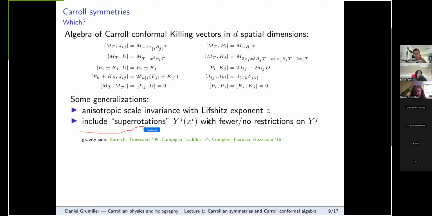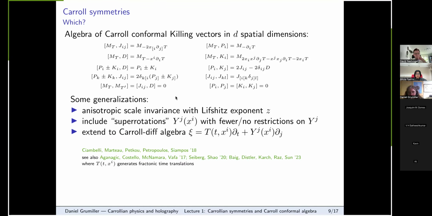Now, another generalization is that you can include superrotations, by which I mean you impose fewer or no restrictions on this Y^i. Remember that these Y^i's had to be compatible with the spatial part of the conformal Killing vector equation, but you can generalize this if you want. This was done by Barnich-Troessaert, and then even more generally by Campoleoni and Ladalia.